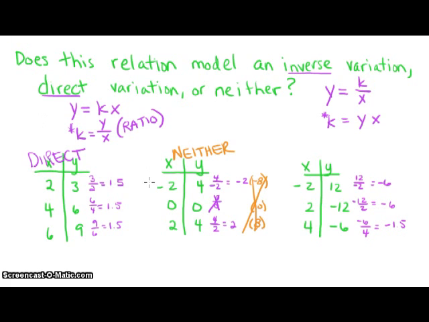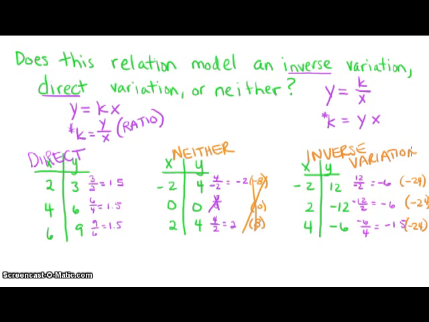Alright, let's check to see if it's an inverse variation. So for an inverse variation, you take the product of x and y. K is equal to y times x. 12 times negative 2 is negative 24. 2 times negative 12 is negative 24. And 4 times negative 6 is negative 24. These numbers are all the same, which makes this an inverse variation.